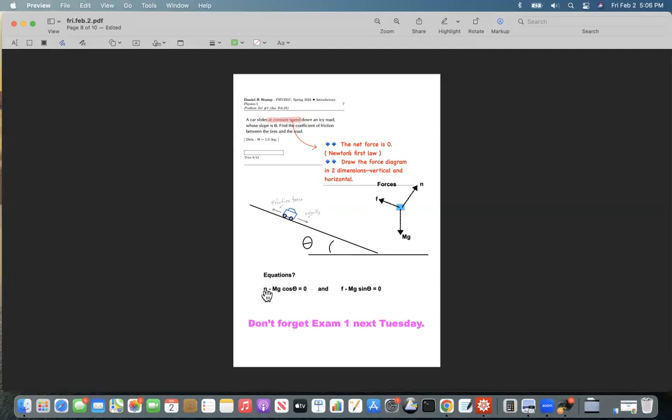So now I have two equations with two unknowns. I also know that f is mu N, and mu is the unknown. Find the coefficient of friction. So that's mu. These two equations don't involve mu, but I know f is mu N. So mu is just f over N. It's mg sine theta over mg cosine theta. It's just tangent theta, if the car is moving with a constant speed.